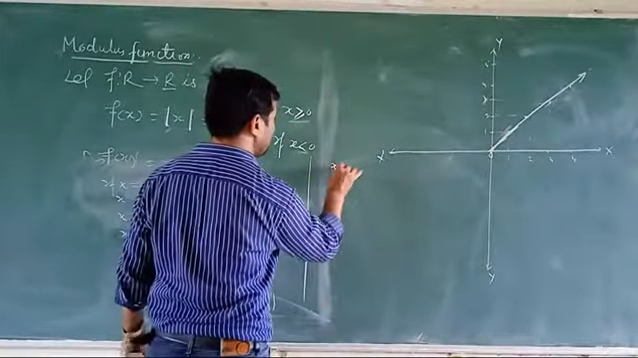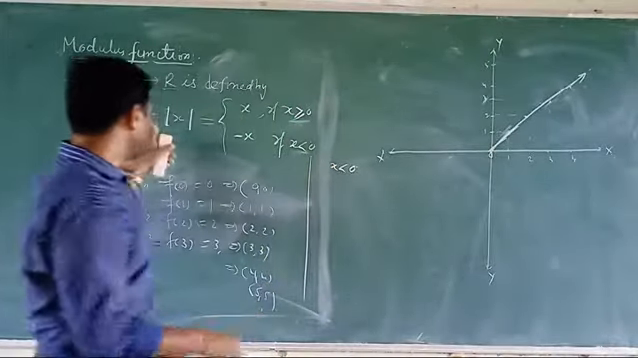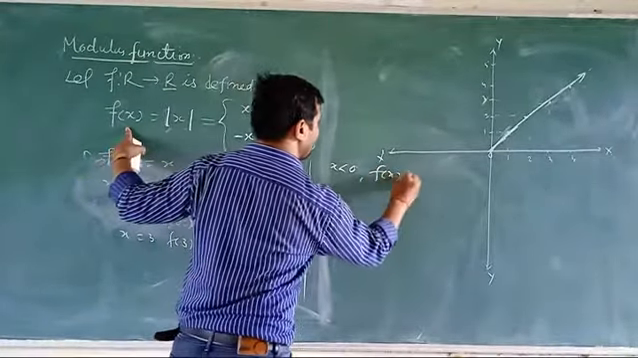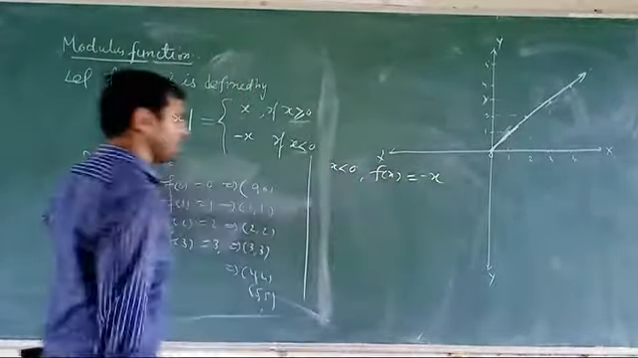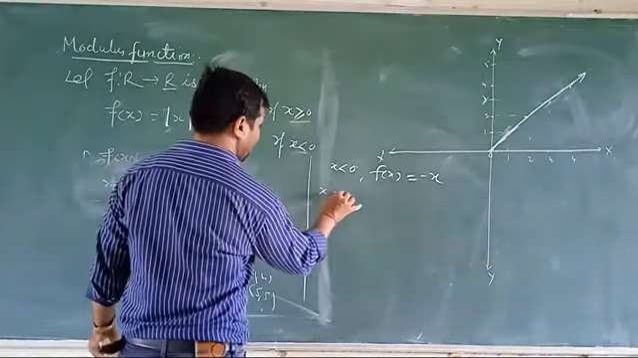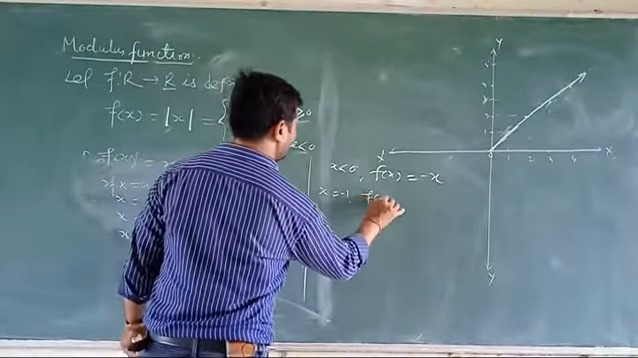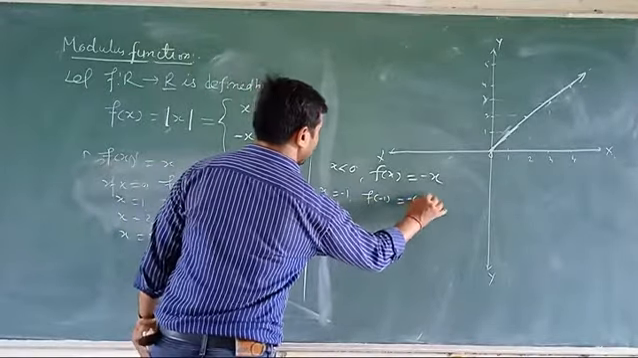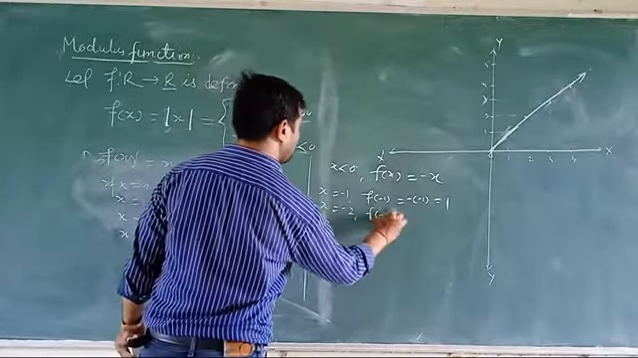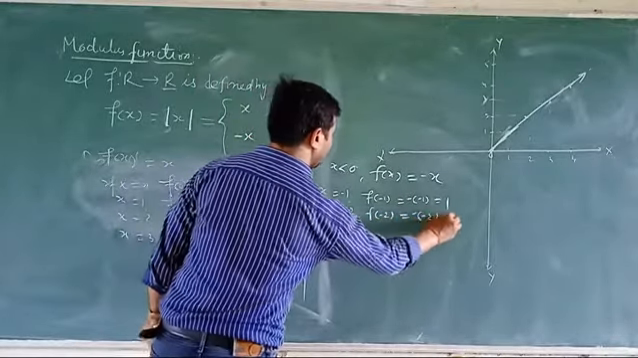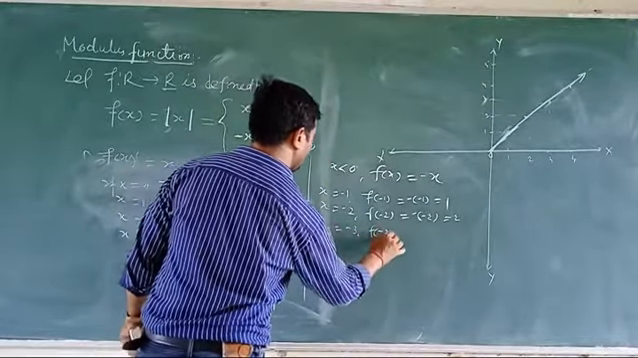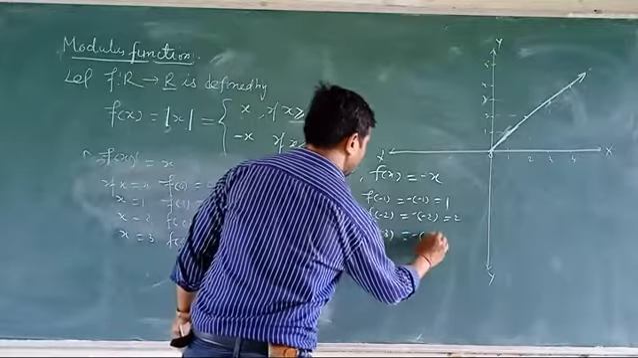And when x is less than 0, the value of the function f of x is minus x. When x is equal to -1, then f of -1 is equal to minus of -1, which becomes 1. When x is equal to -2, then f of -2 is equal to minus of -2, which becomes 2. When x is equal to -3, then f of -3 is equal to minus of -3, which becomes 3.